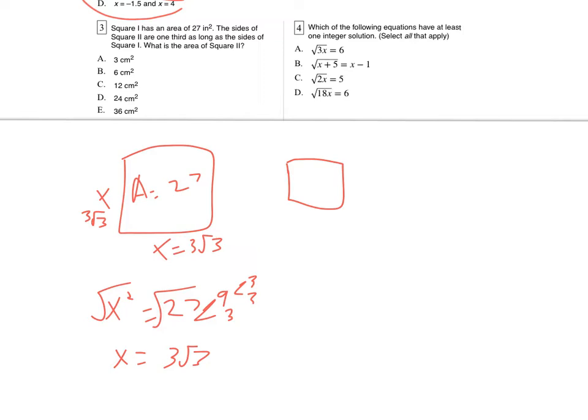And so it says these ones are 1/3 as long, so I'm going to multiply it by 1/3 to see how long these are, and so these would just be rad 3. And so the area of this one would be rad 3 squared, one of the sides squared, and so that's just going to be 3.